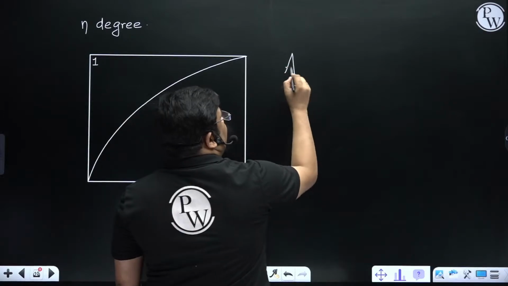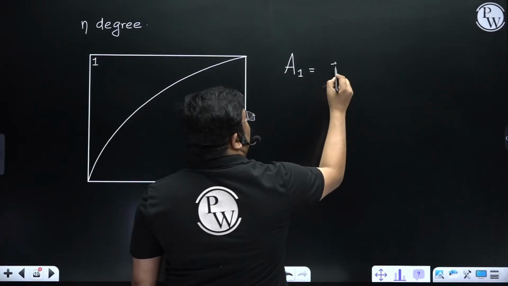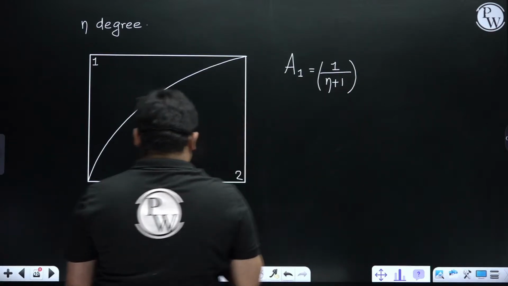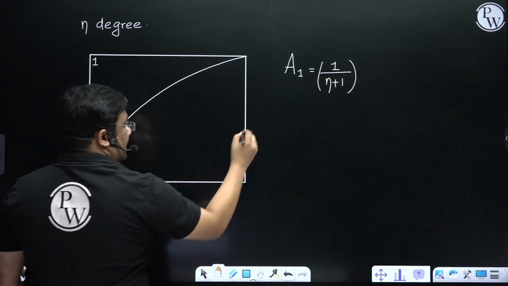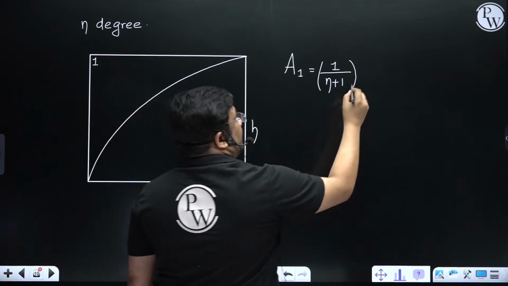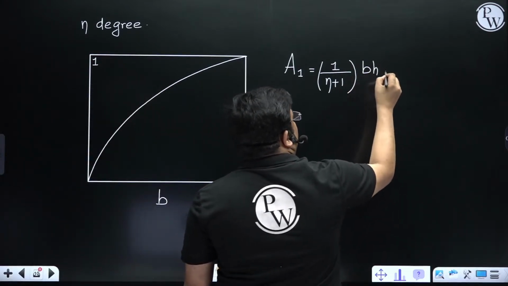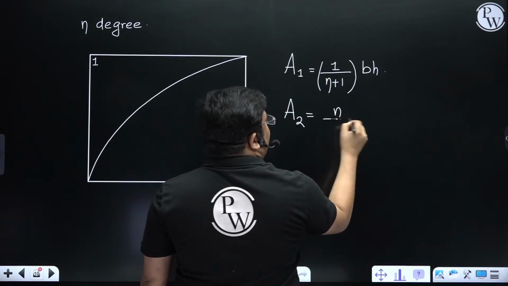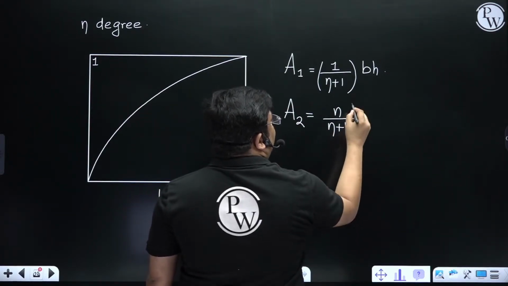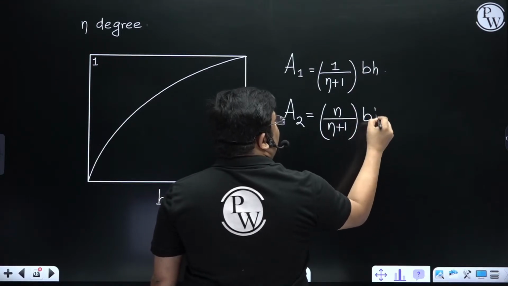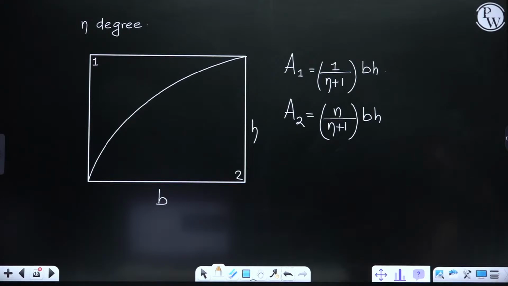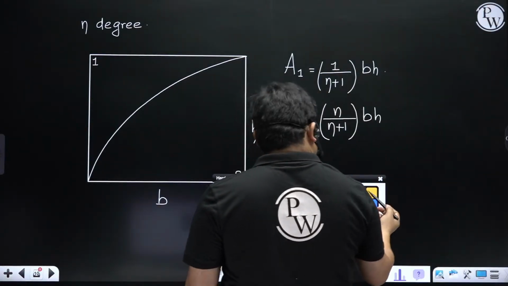So remember that area 1 is equal to 1 by n plus 1 into, this is the base and this is the height, so B into H. And area 2 is what? Area 2 is n by n plus 1 into B into H. Yes, remember this.